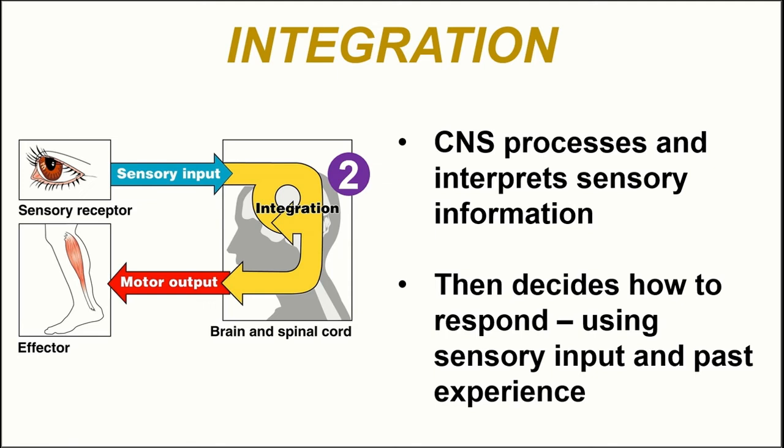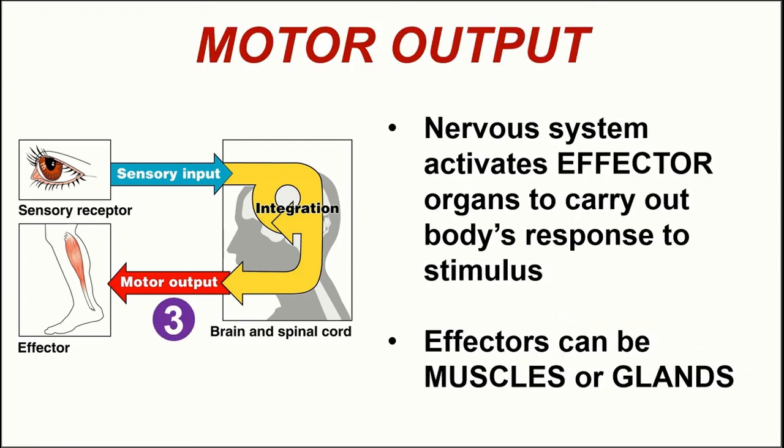And so integration is the process of using that current sensory input and any relevant past experience for that particular situation. So that's integration. So once the central nervous system decides what to do about a particular stimulus, we come to the third function, which is motor output.